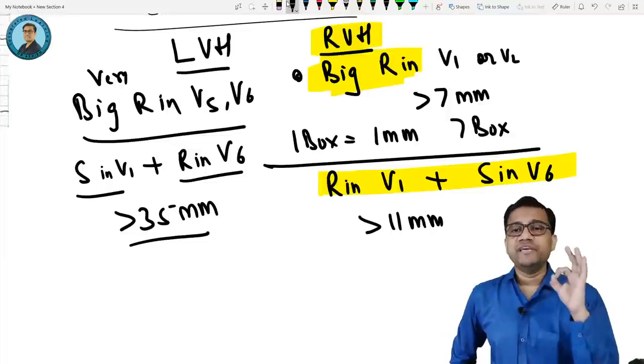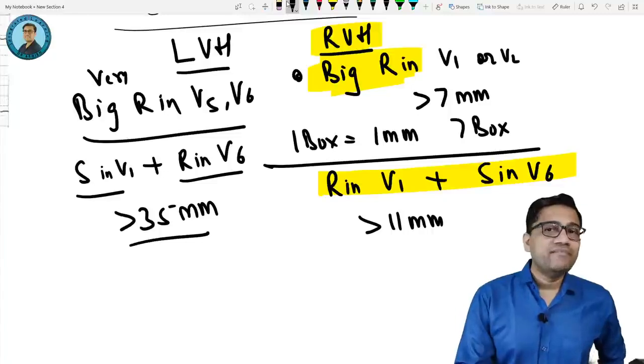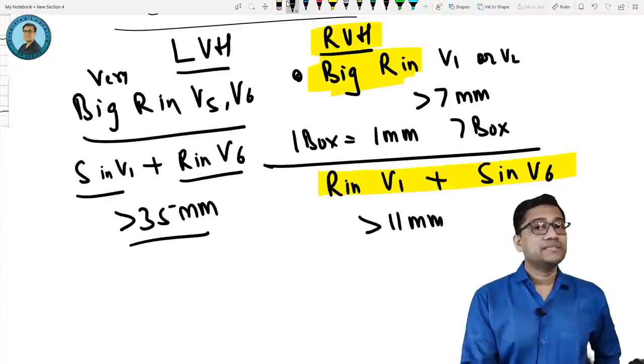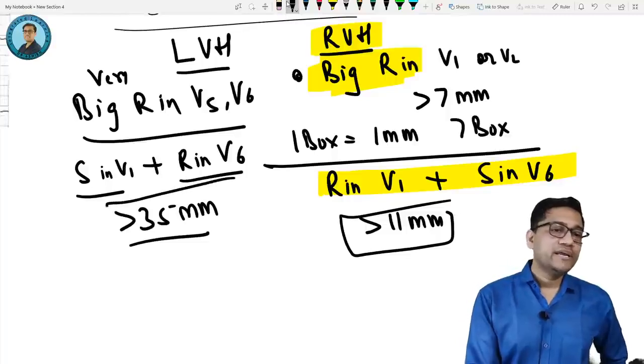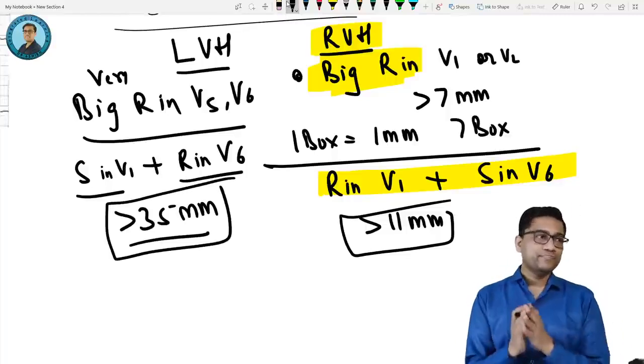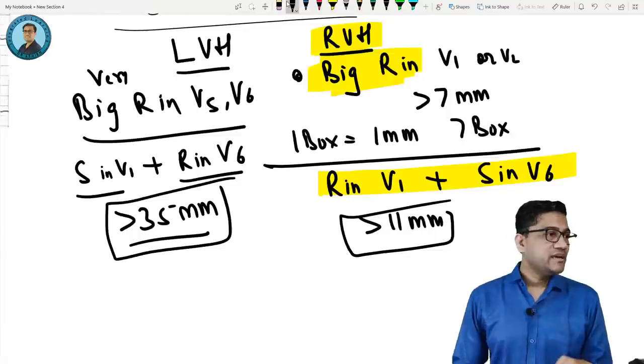So, RVH, what are the criteria? 7 mm or more for R, and the addition is 11. Are you clear? Here it is 35. Are you clear? So, let's see and discuss.